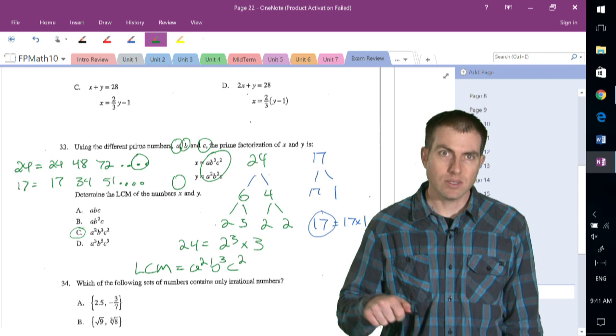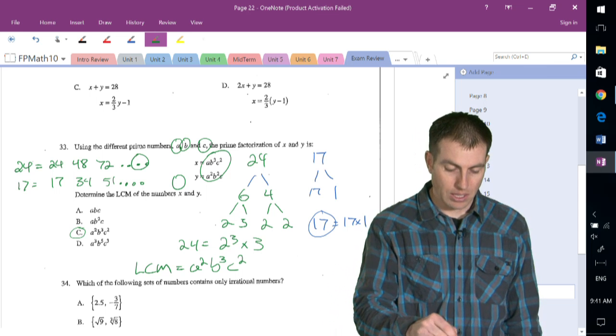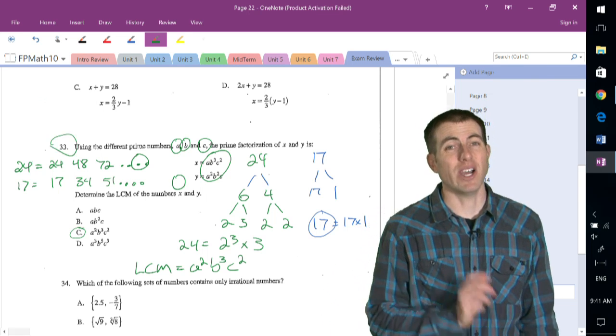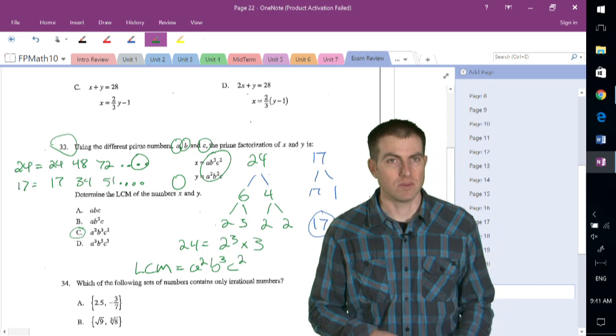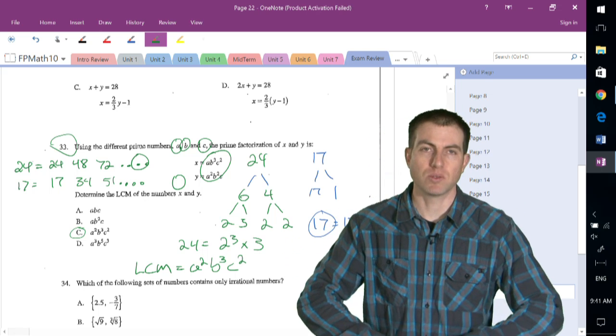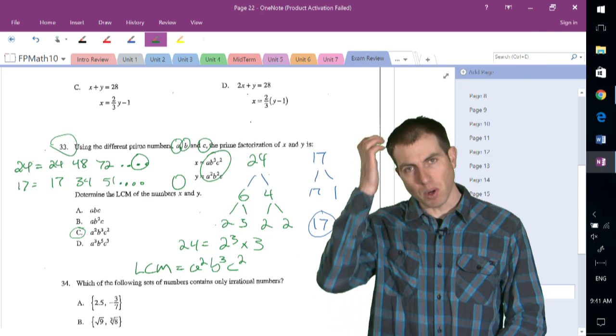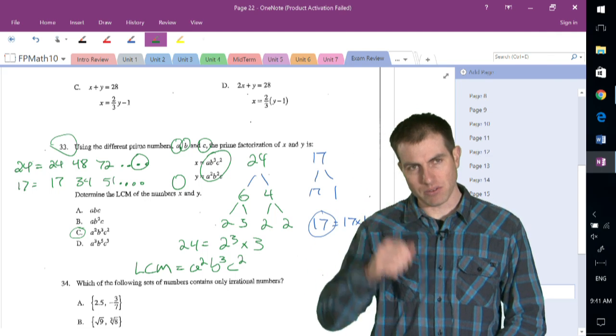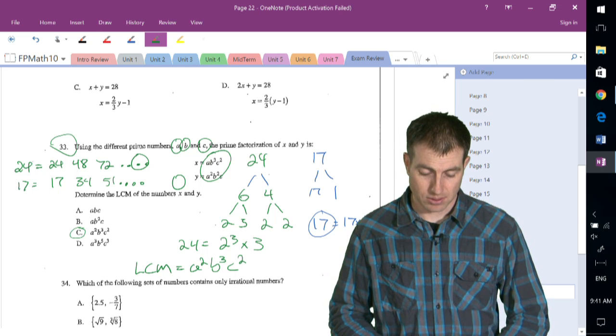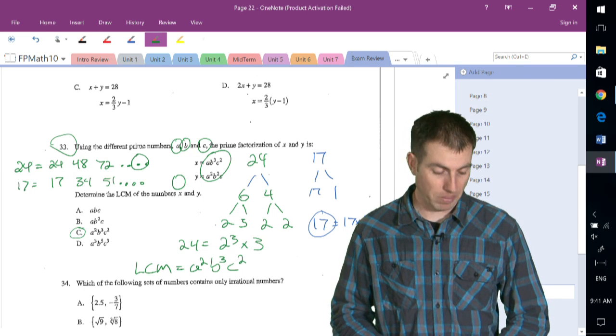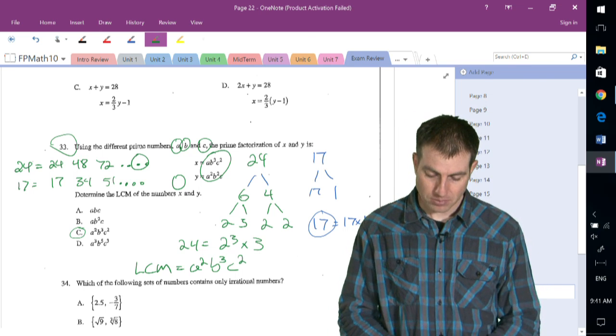factorizations. So you can see in this question, 33, instead of giving you numbers to find the least common multiple, and just saying like, what's the least common multiple of 24 and 17, they're forcing you to remember the exponent method of finding the LCM, which is clever. I'll give them that. Very clever.